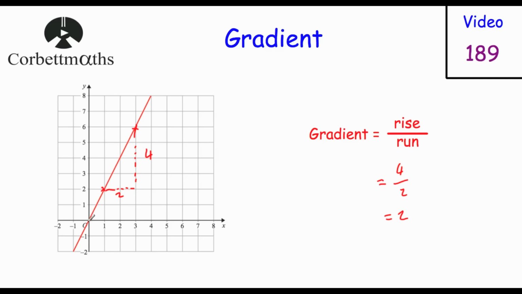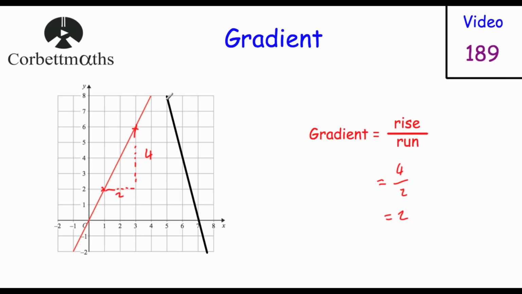And as you see, if we started at 0, 0, if we go across 1, it goes up 2. If you go across another 1 to 2, you go up another 2. If you go across another 1 to 3, you go up another 2, and so on. So the gradient of this line is 2, and the gradient is found by doing the rise divided by the run. You just draw a little right angle triangle, work out what the run and the rise are, and then do the rise divided by the run.